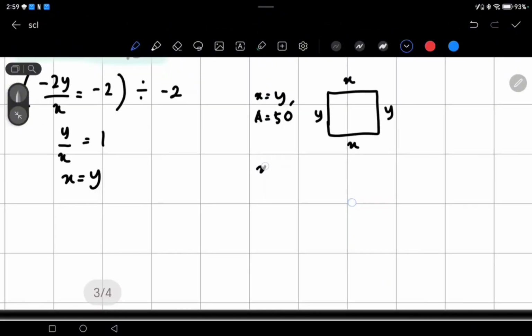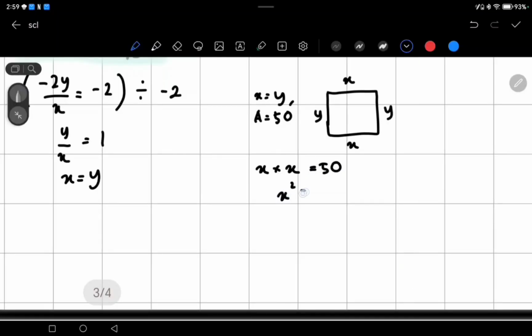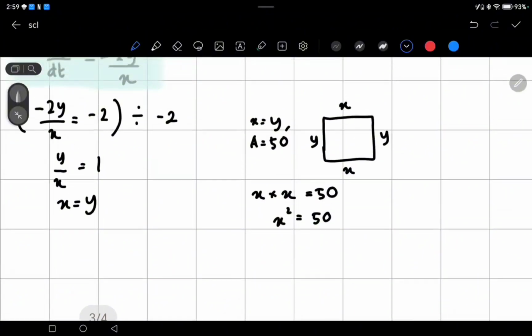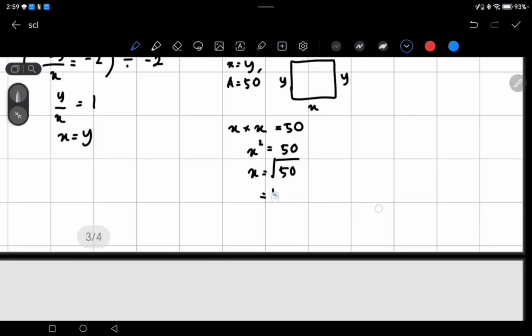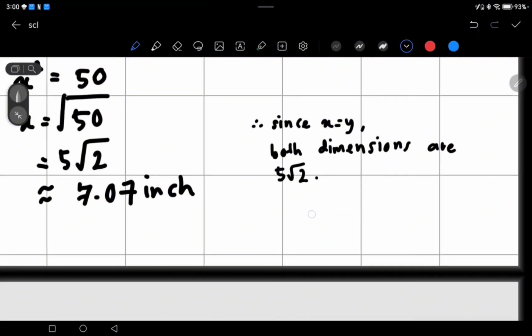We know that x times x equal to 50, which means x squared equals to 50. x will be 5 square root 2, or equivalent to 7.07 inch, which means the perimeter will stop decreasing when the rectangle becomes a square.